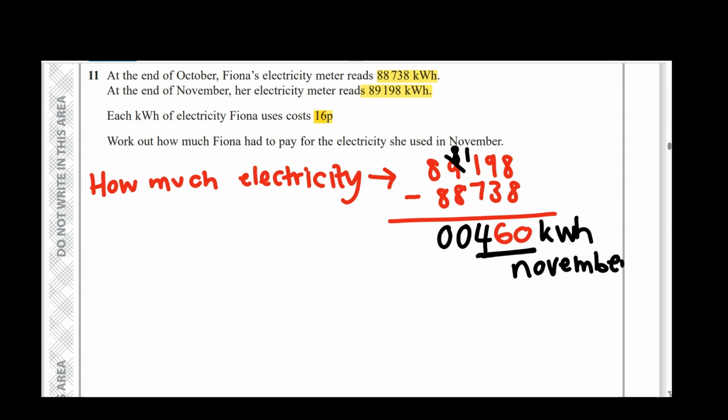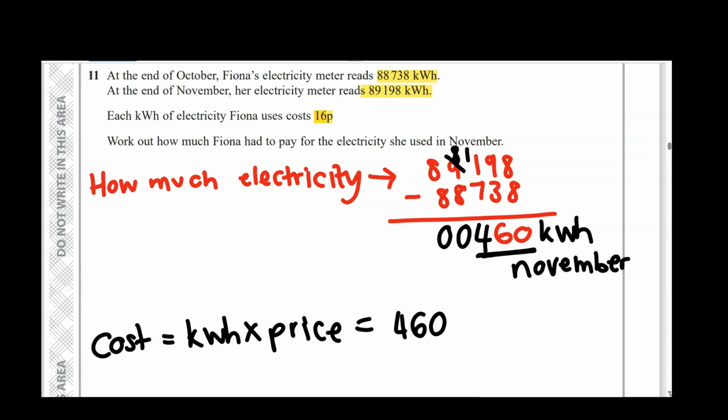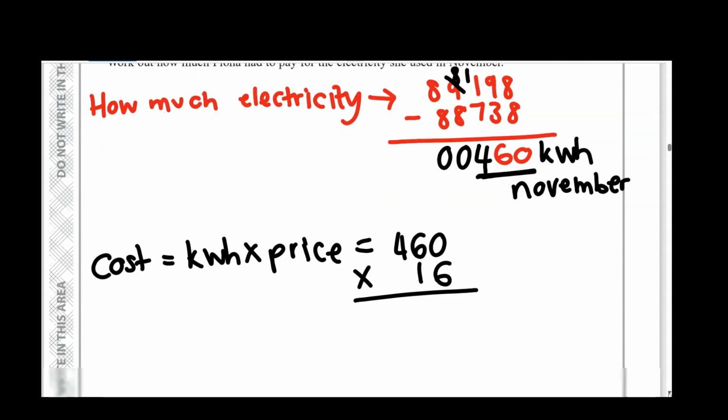Okay, we can then work out how much that costs us. So the cost is always how many kilowatt hours did we use times the price. So we used 460 kilowatt hours and we are going to times that by 16p. However you do your timesing, some people will do this column method, some people will do the grid method, whatever multiplication works for you.